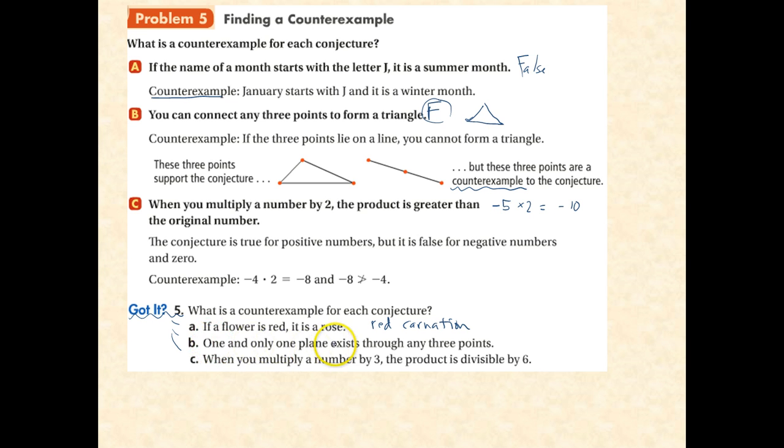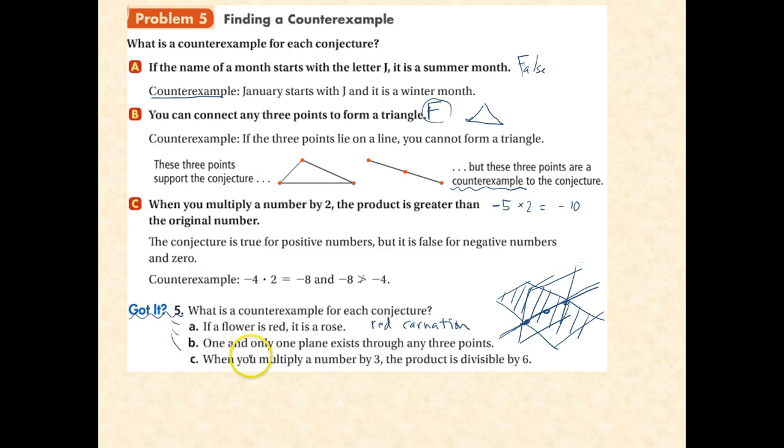One and only one plane exists through any 3 points. Well, not if those 3 points are collinear. Through 3 collinear points, you can have 2 planes intersecting. See if you can kind of see that. I got 2 different planes intersecting on this line, and there's 3 collinear points on that line. So there is one counterexample.